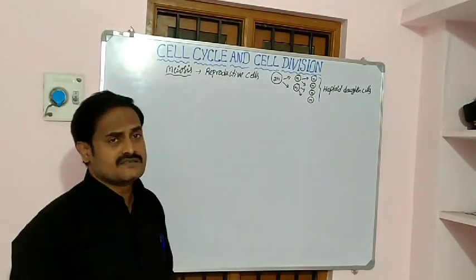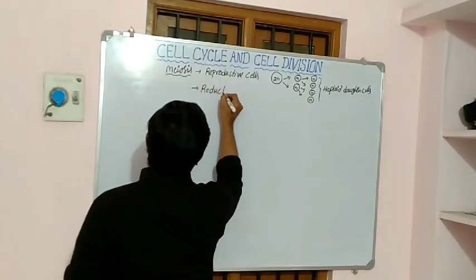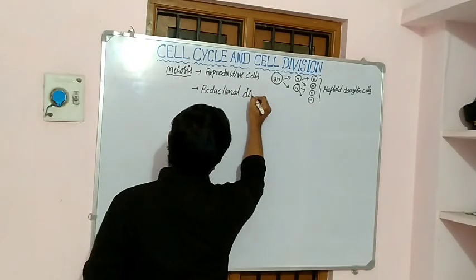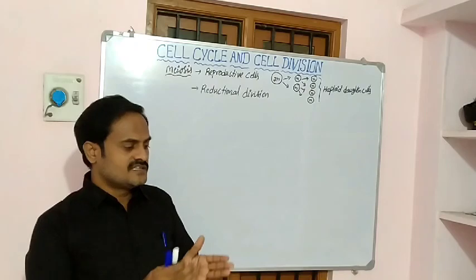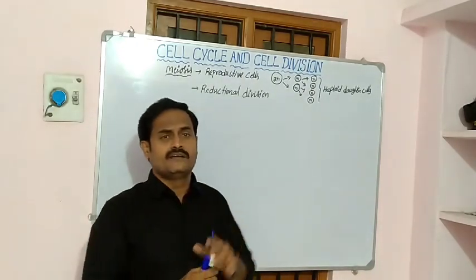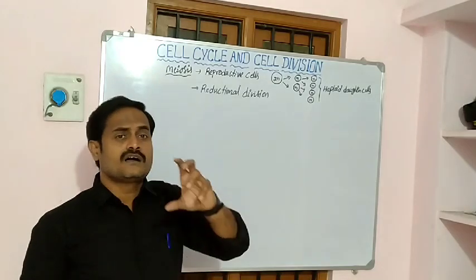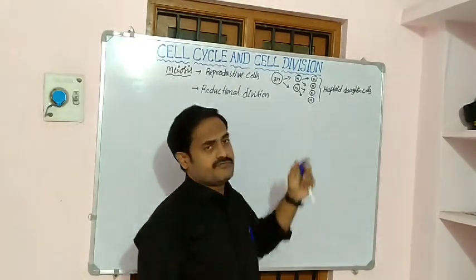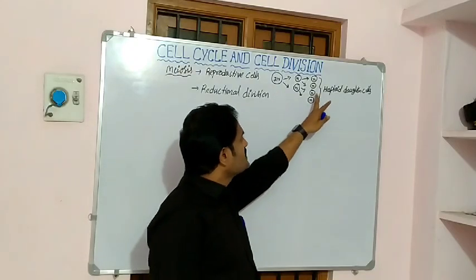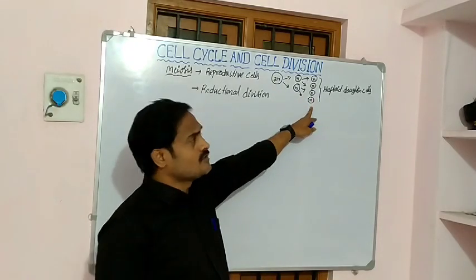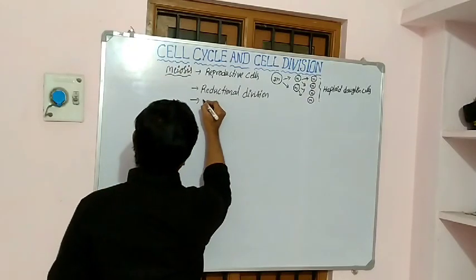Meiosis is a reductional division. I already told you mitosis is an equational division, which means an equal number of chromosomes is given to the daughter cells. But meiosis is a reductional division, which means the chromosome number is reduced by half in the daughter cells. The parent has 2n chromosomes and finally the 4 daughter cells have half the number of chromosomes compared to their parent cell. So the chromosome number is reduced.